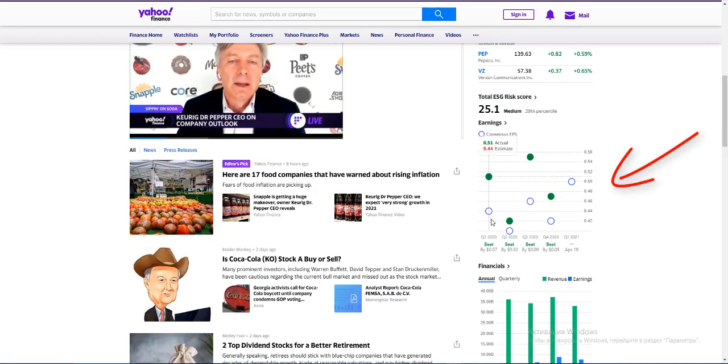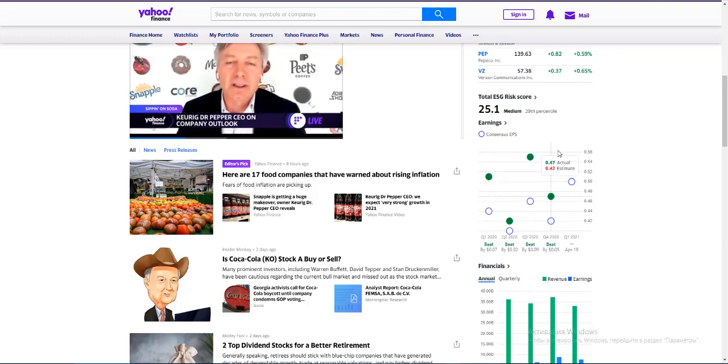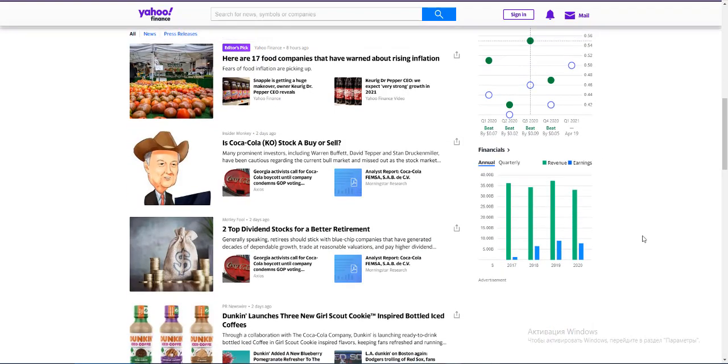quarterly earnings. You can see the hollow dot. It means that it's estimated earnings, and if you see the red dot upper, it means that actual earnings were higher than expected. If you see the red dot below the hollow one, it means that quarterly earnings were actually lower. So as far as we can see for the past year, Coca-Cola did fine. Earnings were quite higher than expected.